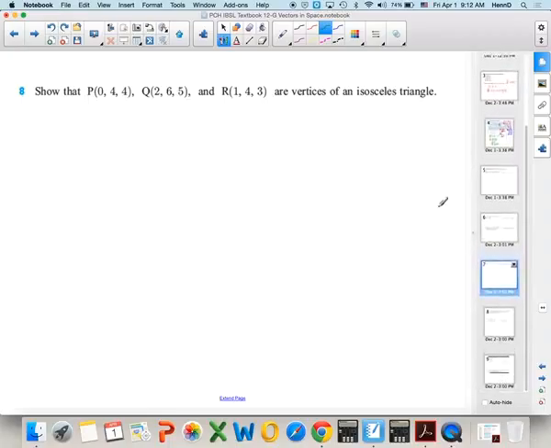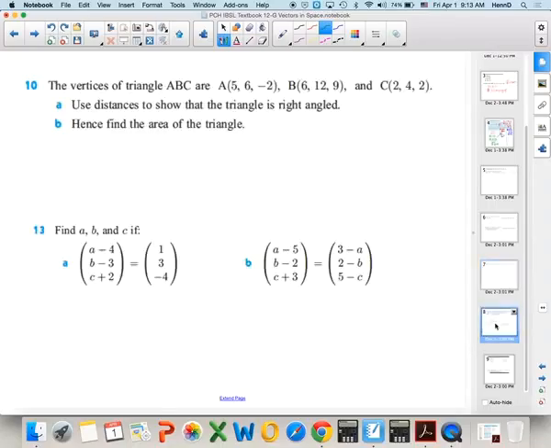Then we get into some application. I want you to really focus on these application problems. Show that PQR are vertices of an isosceles triangle. If you don't remember what an isosceles triangle is, look it up. Here's one as well. Here we have that formula. We had a point 4, 3, -2. We want the vector to be 1, 3, -4. So what would our endpoint end up being? Okay? You got to think through this here.